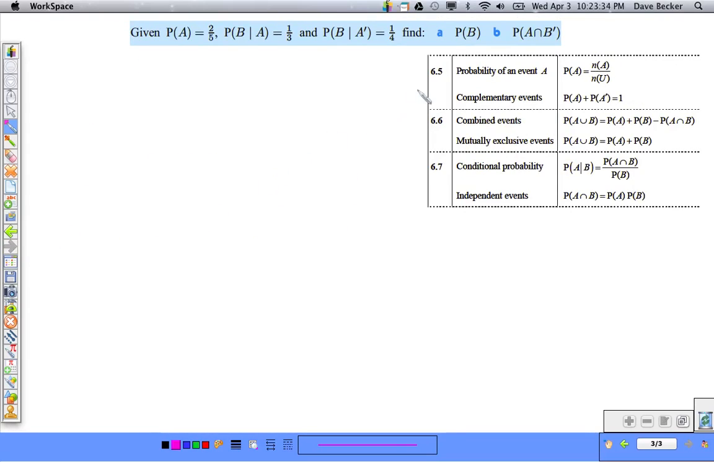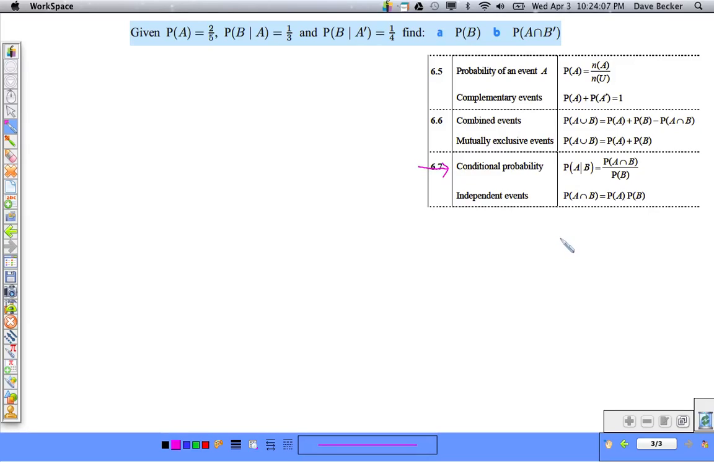Okay, last example, it's the longest one. We are asked to find the probability of B and then the probability of A intersect B prime. This is the harder one to understand. We have to use what we are given. We are given the probability of event A, and we are given that the probability of B given that A has occurred is 1/3, and the probability of B given A prime is 1/4. So we are stuck with this formula right here, the A given B formula.